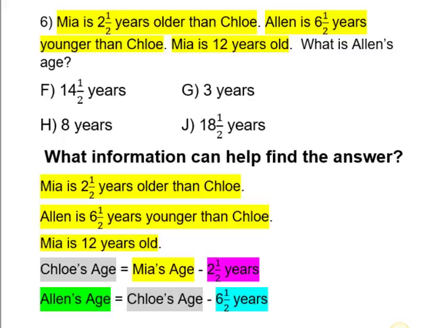What information can help us find the answer? Okay, so we know that Mia is 2.5 years older than Chloe, that Alan is 6.5 years younger than Chloe, and that Mia is 12 years old. So Chloe's age is equal to Mia's age minus 2.5 years, because again, it says Mia is 2.5 years older than Chloe. So in order to find Chloe's age, we must subtract 2.5 years from Mia's age, which is 12 years. And also for Alan's age, it's Chloe's age minus 6.5 years.